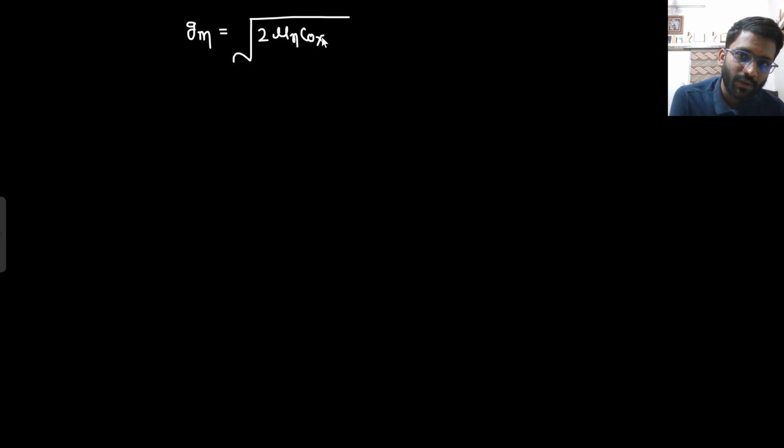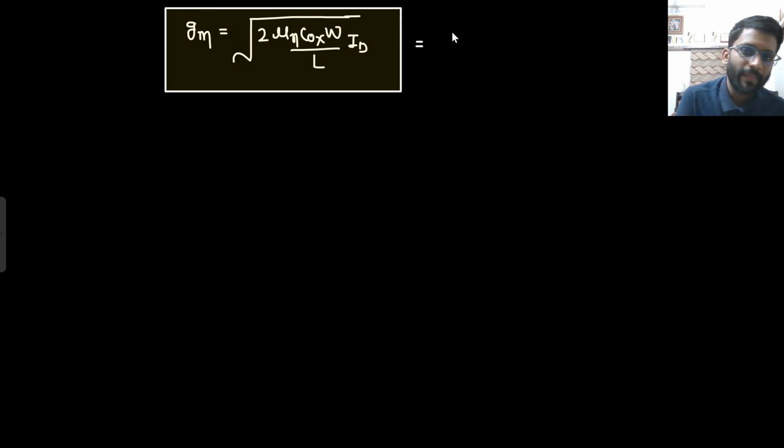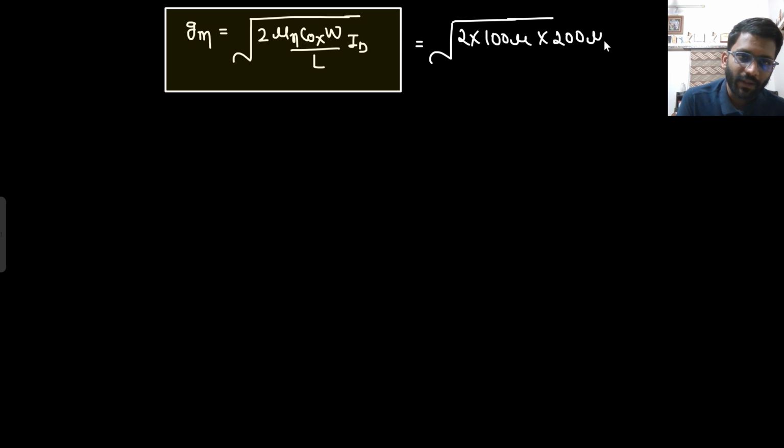2 into mu n Cox W by L ID, everything under the root. This was one formula. Let's use it for finding the value. So that would be 2 into, what is mu n Cox W by L? That is 100 micro. And what is ID? ID we have already found. That came out to be 200 micro. So micro will come out. This would make 100, and this is 2. So GM is 200 micro mho. If you solve this, you get 200 micro mho. Well and good.